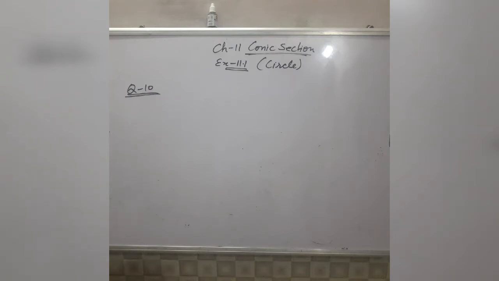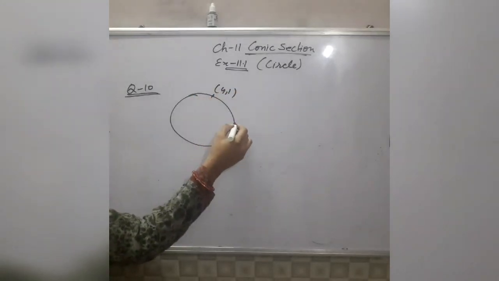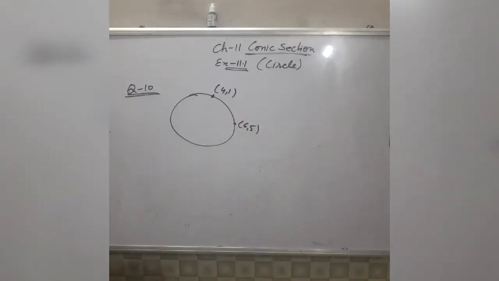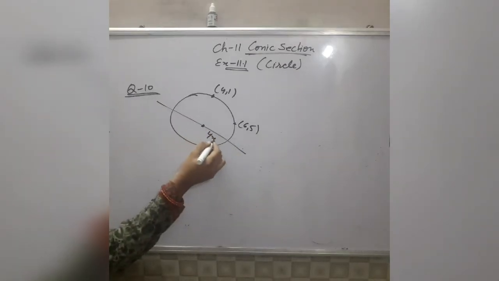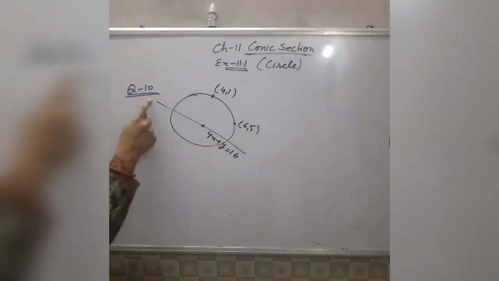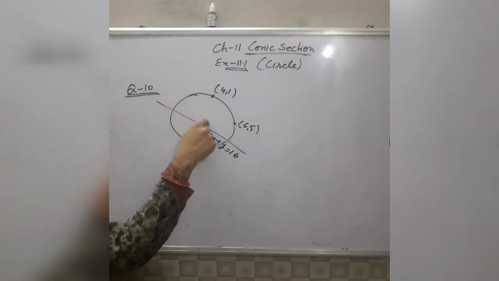So now see question number 10. In this, what is given to you? Find the equation of the circle passing through the points (4, 1) and (6, 5). Let us suppose this is a circle and the circle passes through these two given points, which means these 2 points lie on the circumference of the circle, and whose center is on the line 4x + y = 16. Let us suppose this is any line. The equation of this line is given to you and the center of this circle lies on this line.